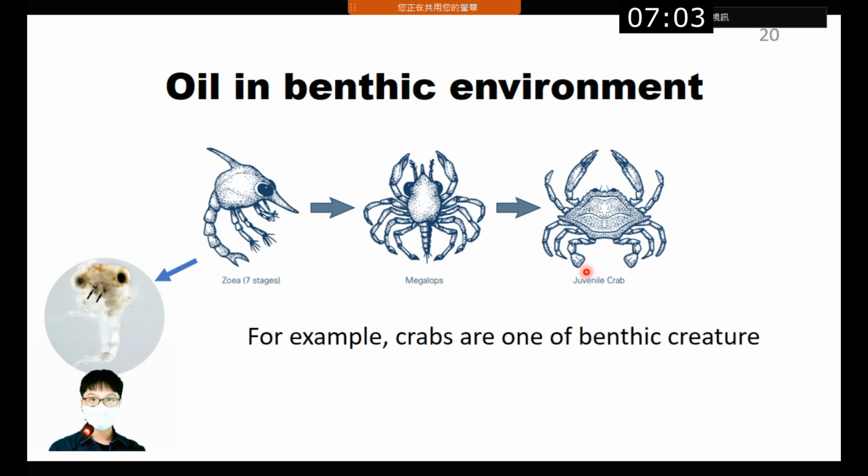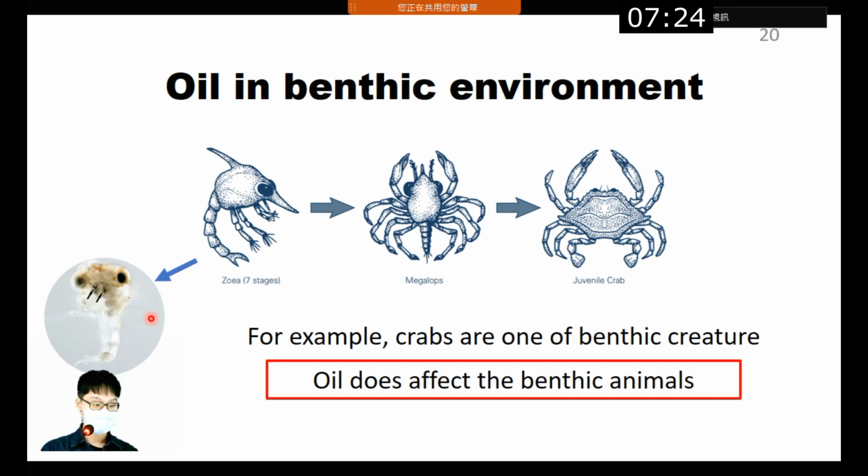We also have some benthic creatures that spend a stage of time as plankton. For example, crabs are benthic creatures, and crab larvae are plankton. Now we have evidence. In the picture here, a crab larva eats oil. So we can conclude that the oil does affect benthic animals.